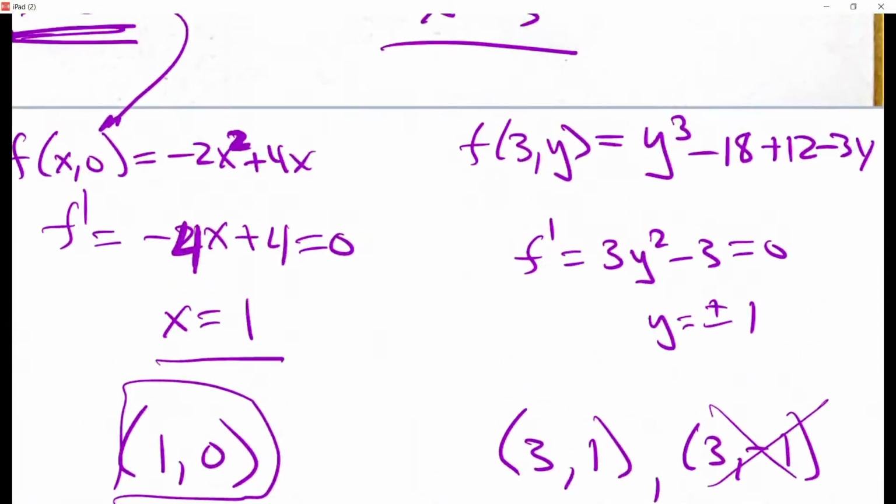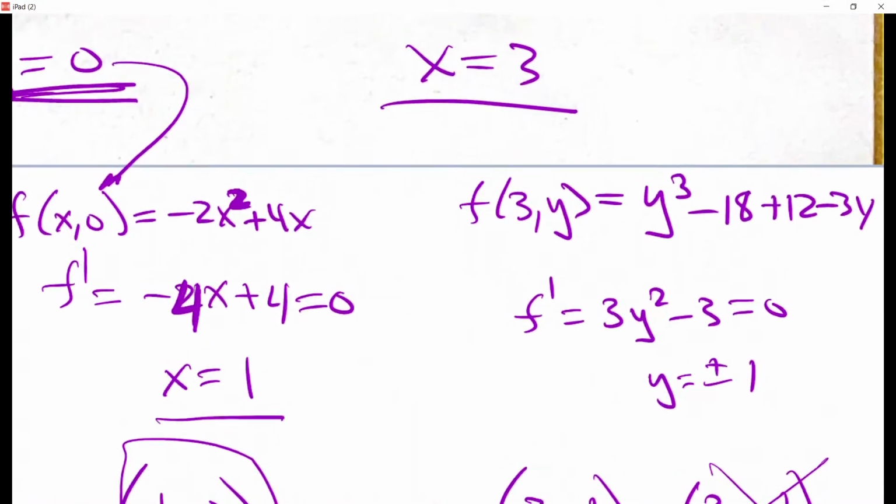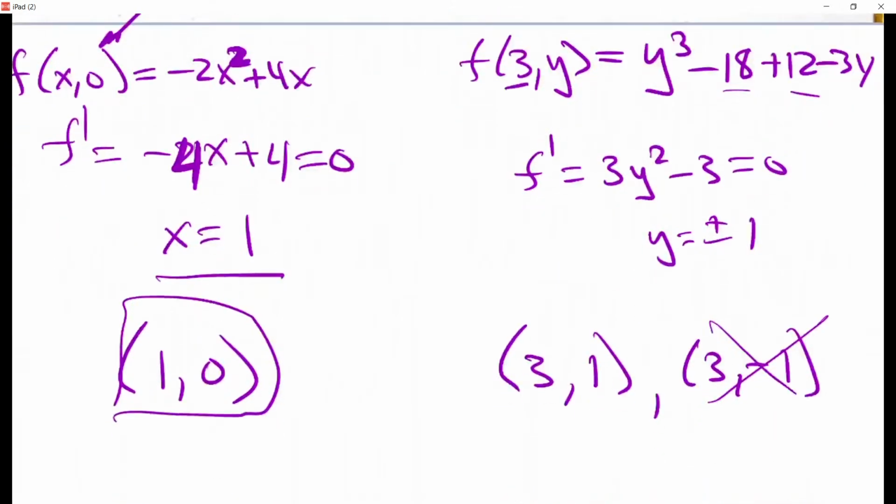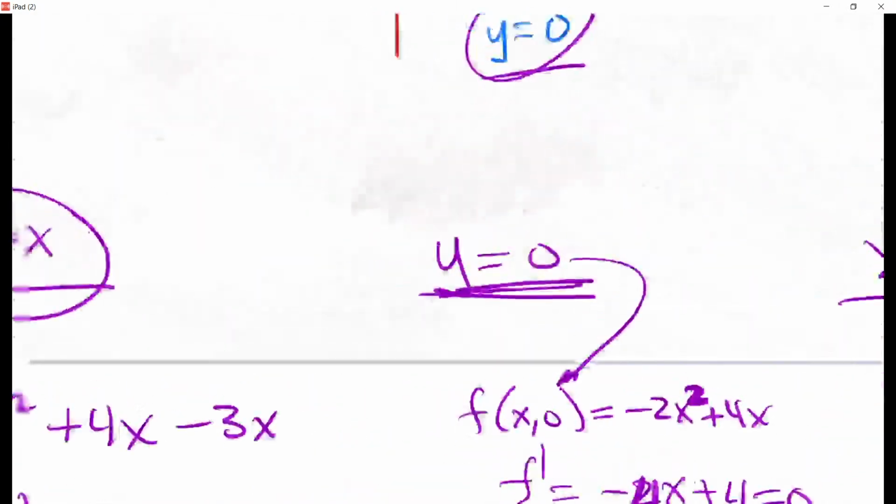And then for x equals 3, similar deal. I'm going to change x to 3. So notice that the x's turned into 3's. Did the derivative of that, and then set it equal to 0, solved, got y equals plus or minus 1. As before, the y equals negative 1 we're not going to include.